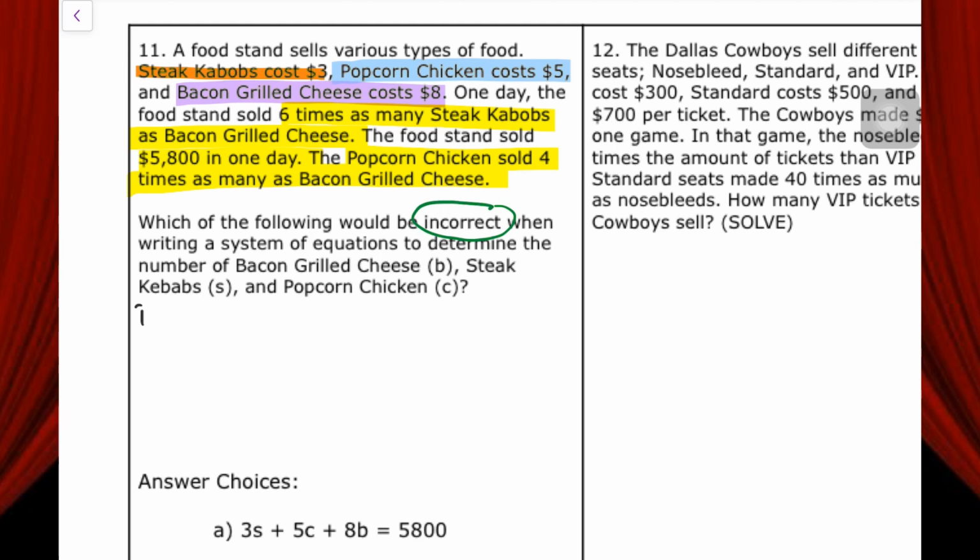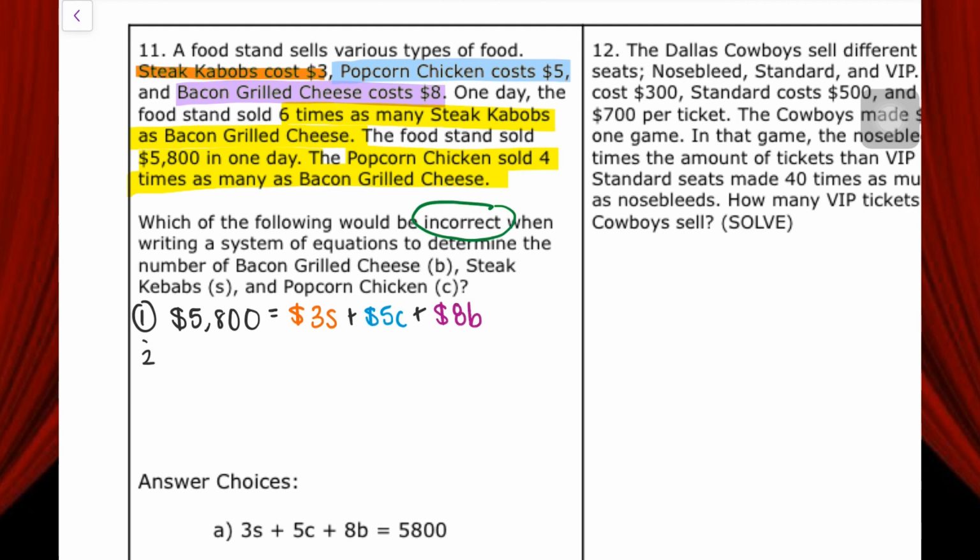So let's go ahead and start writing our first equation. Our first equation: the food stand sold and made $5,800 in one day. So the food stand sold steak kebabs, which was $3 each. They also sold popcorn chicken, which was $5 each. They also sold bacon grilled cheese, which was $8 each.